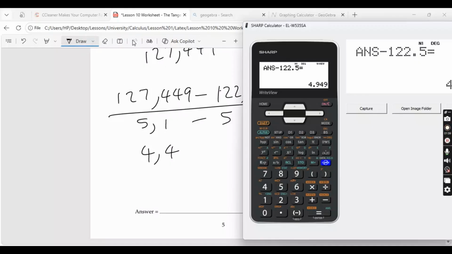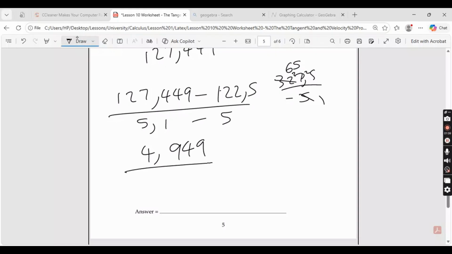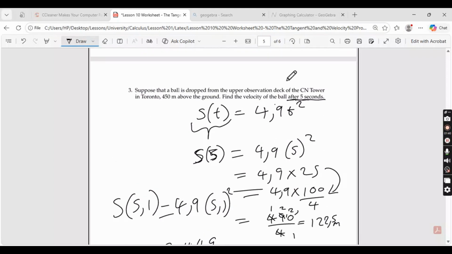49.49 over 0.1, then it will become 49.49. Okay, so this would be our answer.